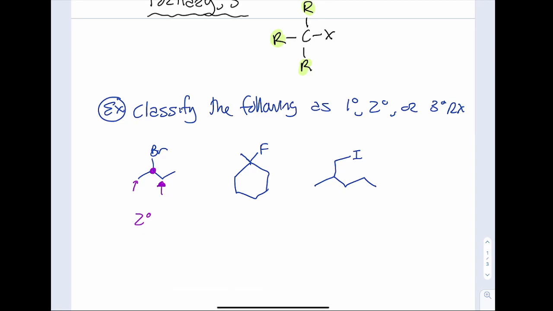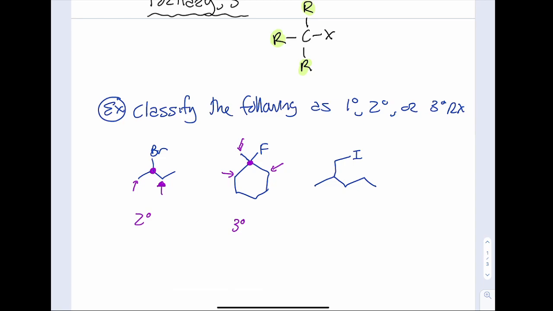How about the one in the middle? What do you guys think? This one's tertiary, right? This carbon is the carbon that my halogen is attached to, and it's attached to 1, 2, 3 other carbons, so tertiary.